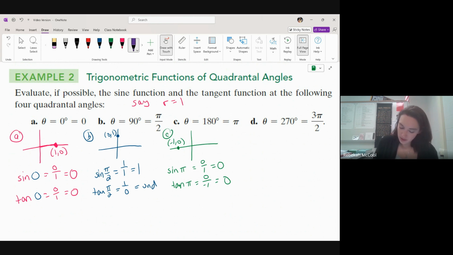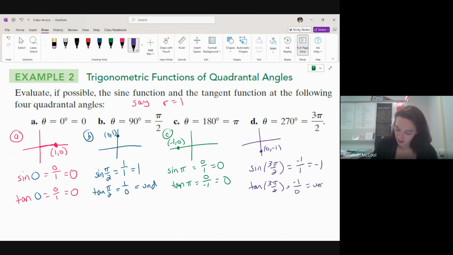The last one is going to be 270 degrees, or 3 pi over 2. So that'll be down here at 0, -1. So sine of 3 pi over 2 is our y coordinate, -1 over r, which is 1. So it has a value of -1. And tangent, we take y over x. So once again, we would be undefined. So hopefully you're noticing some patterns, right? 0, 1, 0, -1, 0, undefined, 0, undefined patterns.